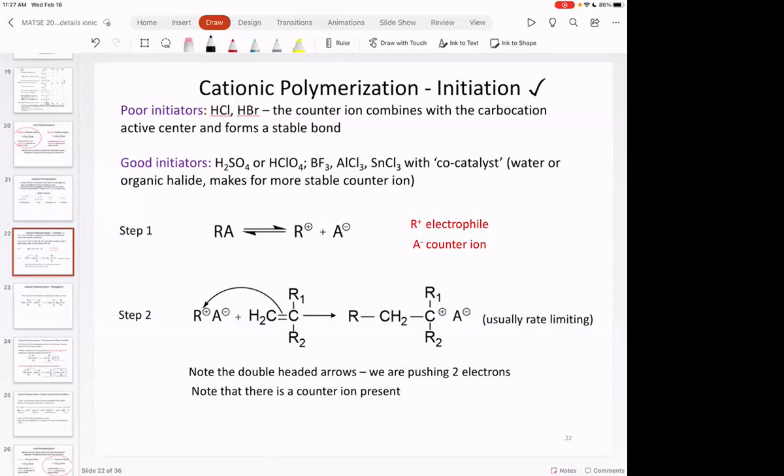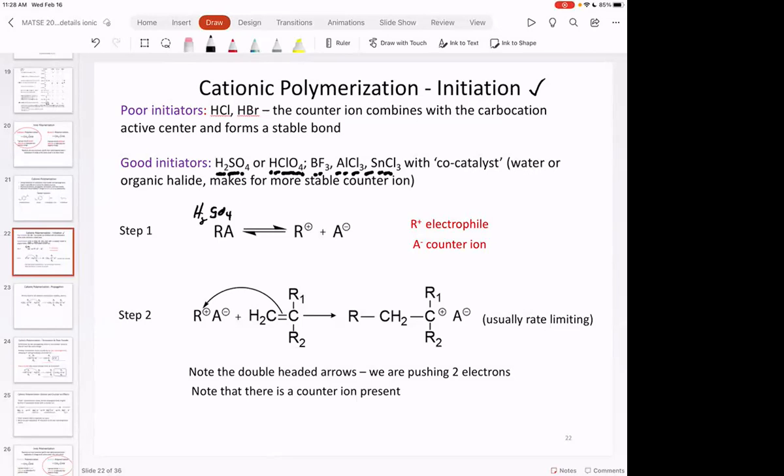These initiators tend to look like strong acids, although HCl and HBr don't work very well, or some other funny initiators. If it's going to be a strange initiator, I'll tell you it's going to initiate cationic polymerization. Or if you see H2SO4, you know what that's going to do. So let's say we have H2SO4 as our initiator. What's R plus and what's A minus in H2SO4?